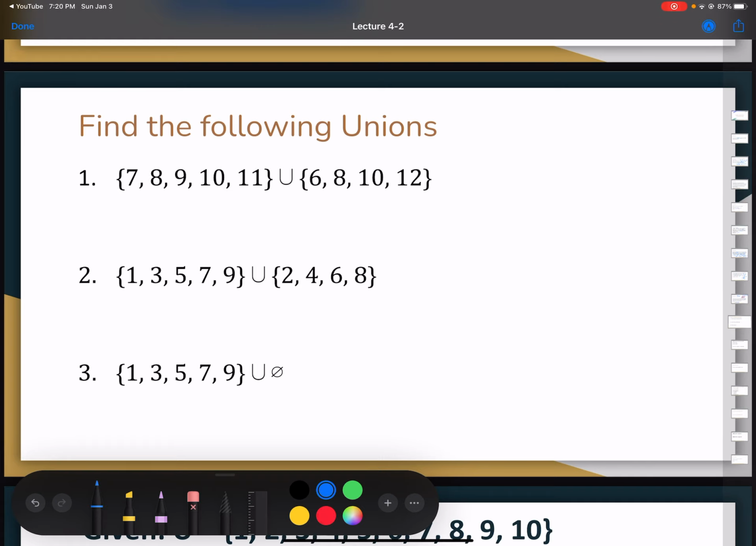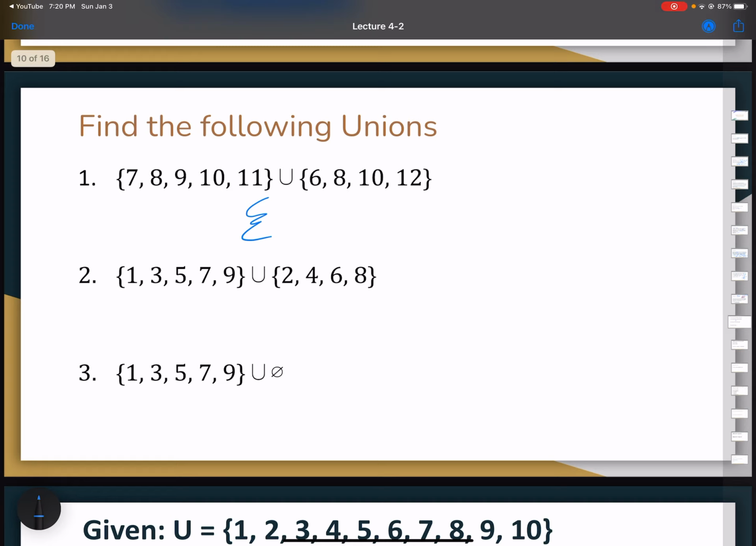7, 8, 9, 10, 11. Union 6, 8, 10, 12 is just going to be, and take a minute and pause the video and try these on your own, but it's just going to be 6, 7. Notice 8 is here twice, but we're not going to double count it. We're just going to write it once. 9, same with 10, 11, 12.